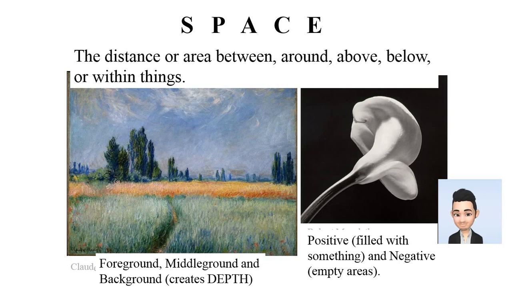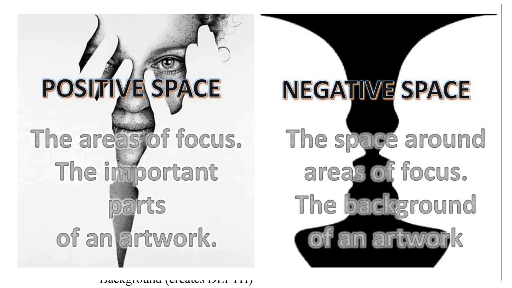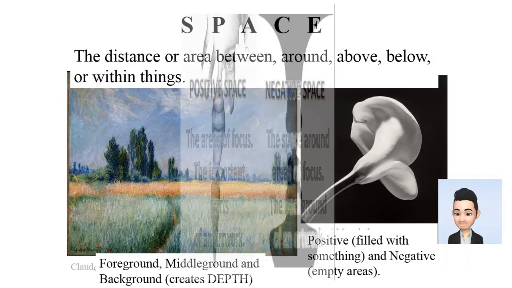So there's positive space and negative space. When we talk about positive space, we're talking about the areas of focus. And those are the important parts of an artwork. So generally, the things that the artist wants you to look at first, that would be the positive space. Whereas negative space would be the space around the areas of focus, and that's usually the background of an artwork. So we're going to see a fun example of positive and negative space in a graphic design.